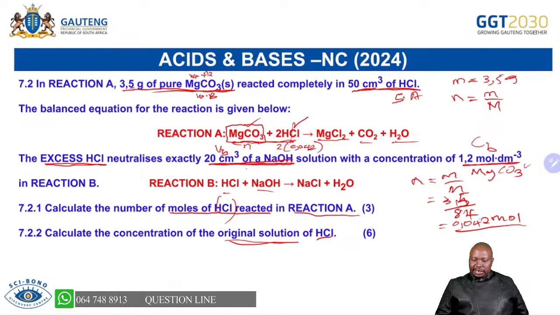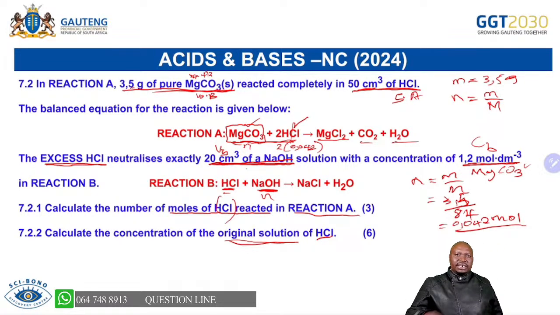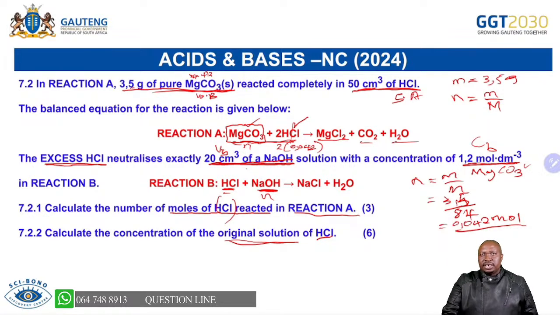Because if we check the statement, we are told that excess HCl neutralizes exactly 20 cubic centimeter of sodium hydroxide solution with a concentration of 1,2. So these two, C and V, can give us the number of moles of sodium hydroxide. And if we check here, the mole ratio is the same mole ratio. So if I find the number of moles using this, remember that 20 must be 20 times 10 to the power of minus 3. You must divide it by 1,000 because you want it in cubic decimeter.